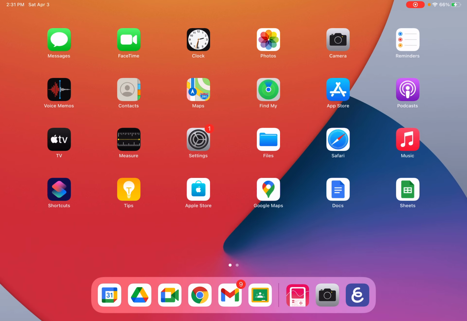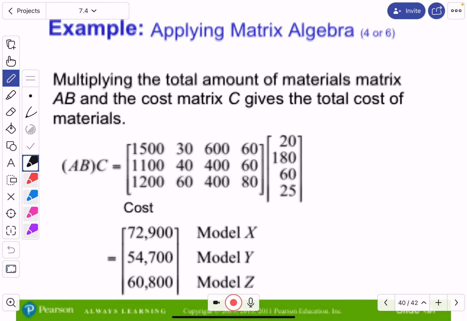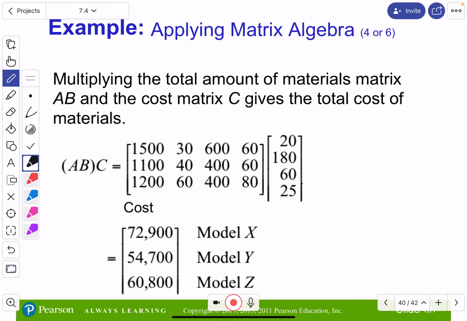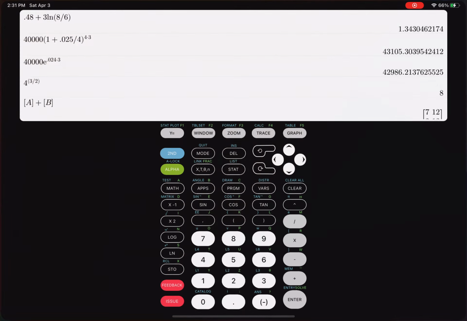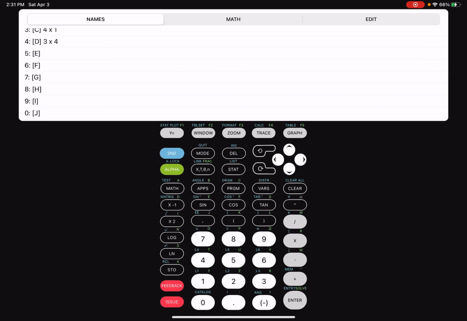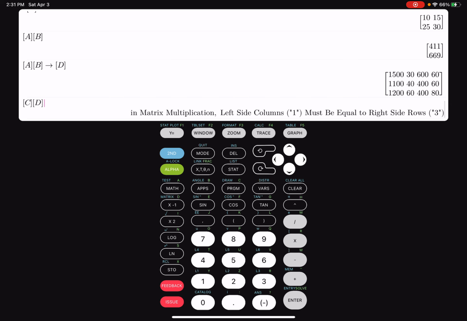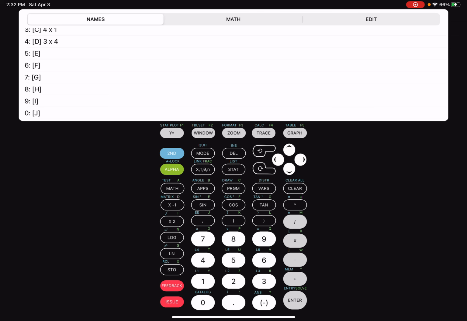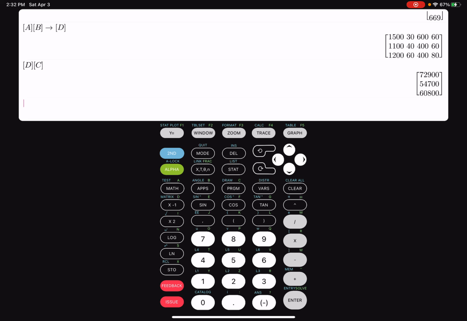So now we know how many items we need, and we have to multiply it by the cost to get the answer. So the cost was our matrix C. So we stored that as C, so we can do matrix C times matrix D, and it'll give us, all right, that didn't work, so let's try if I do D first. Second matrix D times second matrix C. There we go. That gave us the cost of Model X, Model Y, and Model Z. So you have that option.